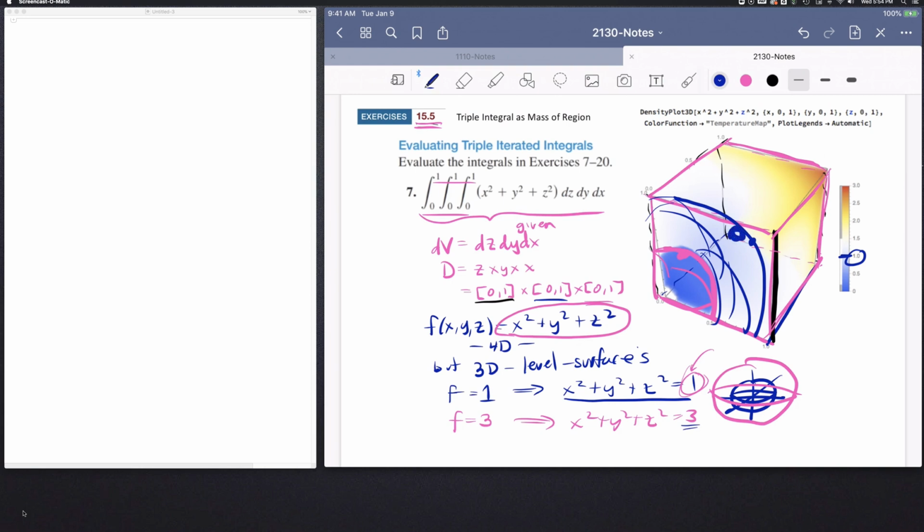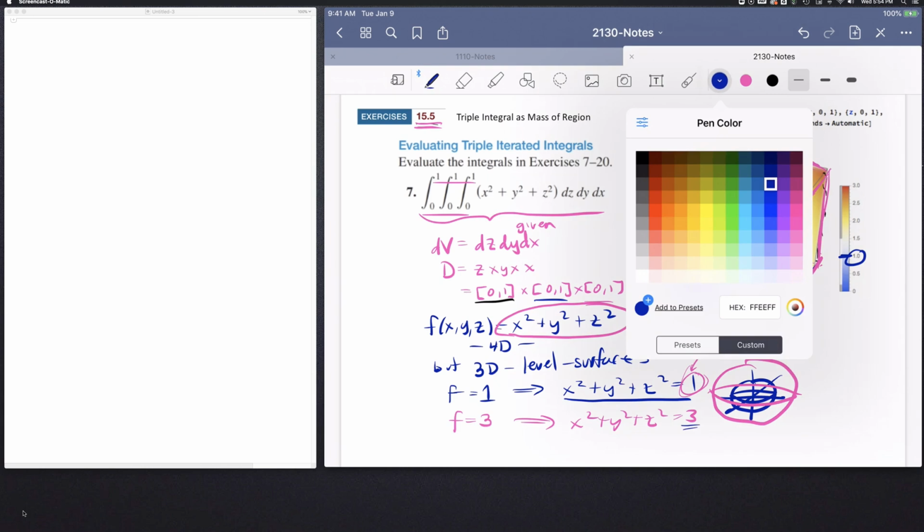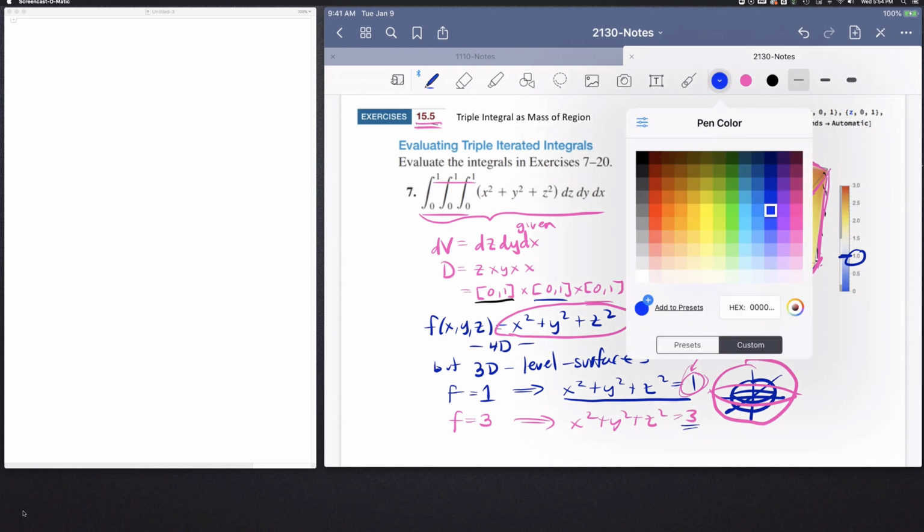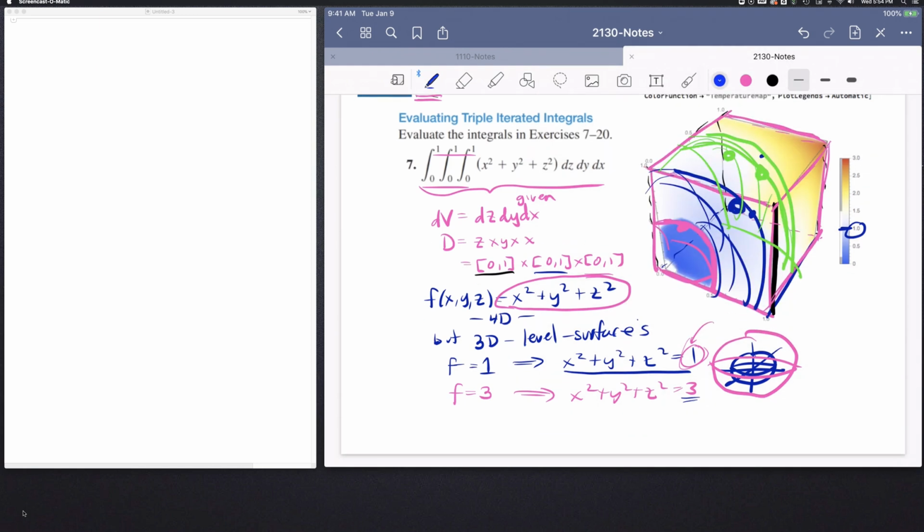Different points in space are at different densities, and this space is filled, according to this density function, with spheres that are of different radii, and all the points on those spheres are at the same density. So that is what this function is telling us.